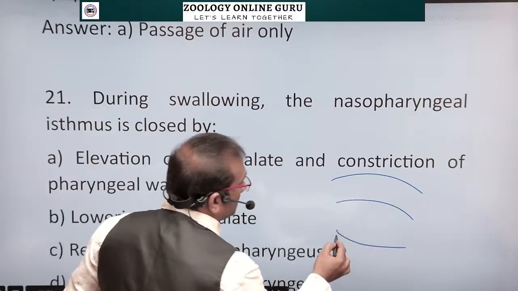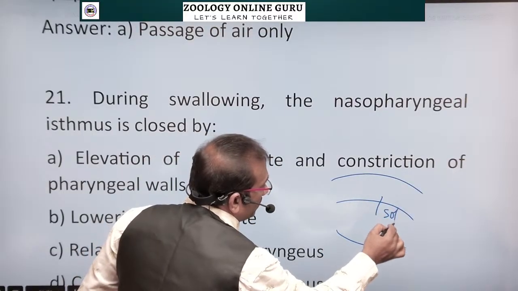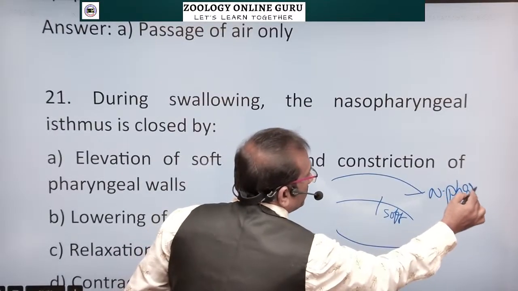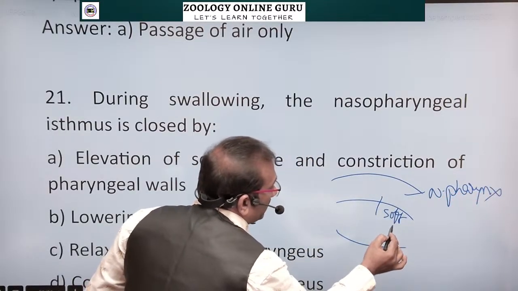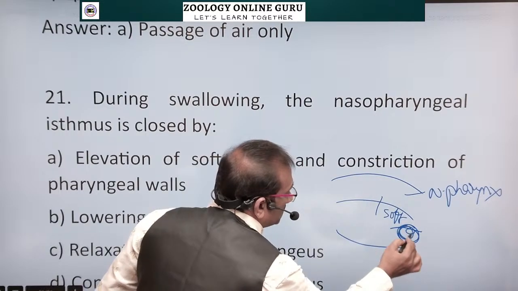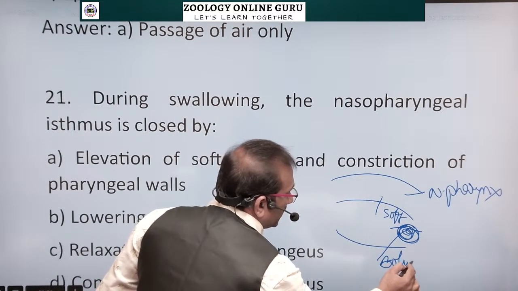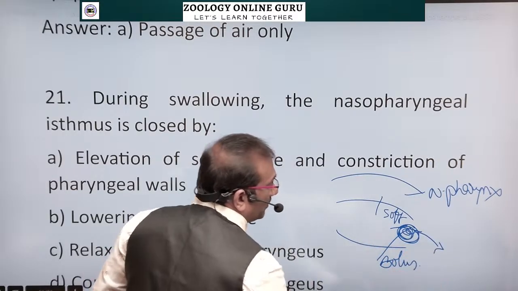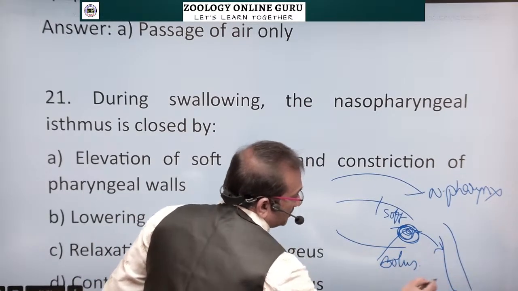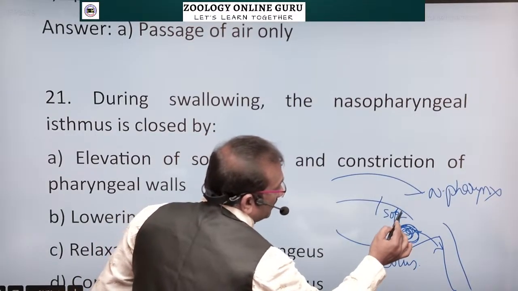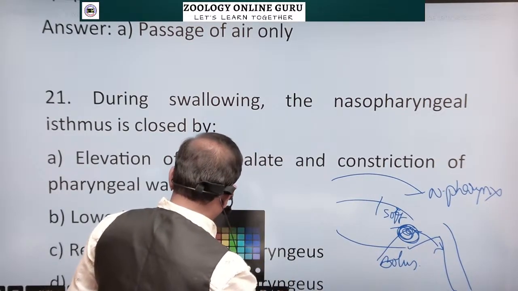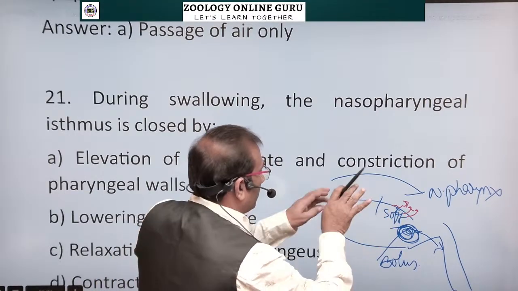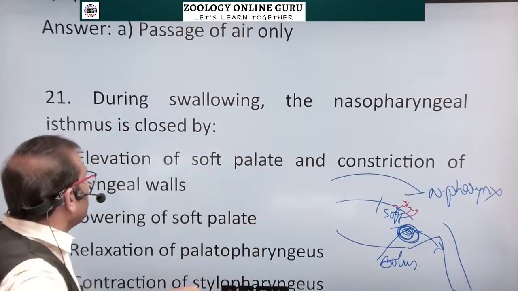So in this area, this is the soft palate. So this is the nasopharynx. Whenever we are swallowing the bolus, this is the bolus. Whenever the bolus enters the posterior of the oral cavity, when it enters into the esophagus, then the soft palate here goes upward, and they dilate and press the back side.